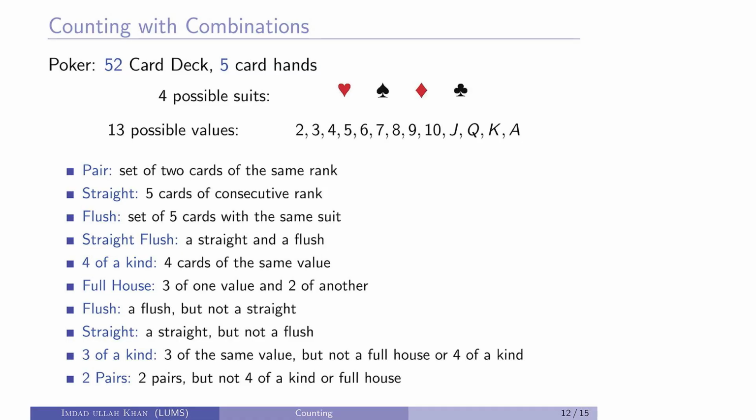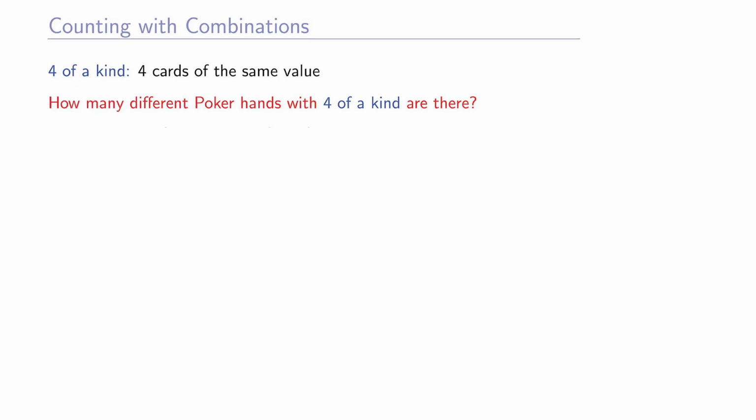Okay, so let's see if you have played poker. These are the kind of terms used there for different hands, different hand outcomes. Let's use some counting. How many ways can you get this and that? 4 of a kind means you have 4 cards of the same value, the same numeric value. A hand is 5 cards. How many different poker hands are 4 of a kind?